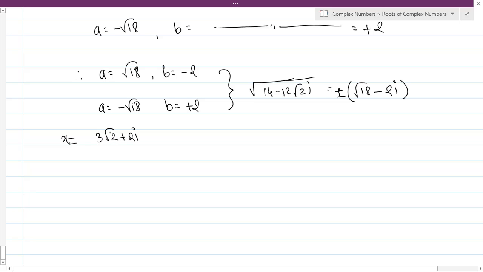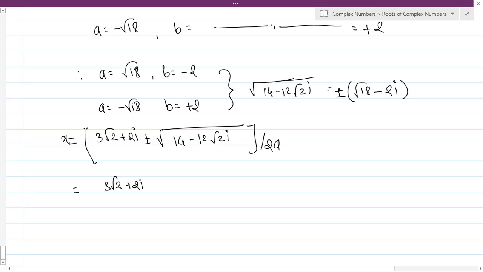X is equal to 3 root 2 plus 2i plus or minus root of 14 minus 12 root 2i upon 2a. Okay, so upon 2a, I can write it like this: 3 root 2 plus 2i plus or minus, instead of this under the root, I can easily write this. So it is the root of 18 minus 2i whole divided by 2 into a, which is 1. So 2 into 1 is 2.